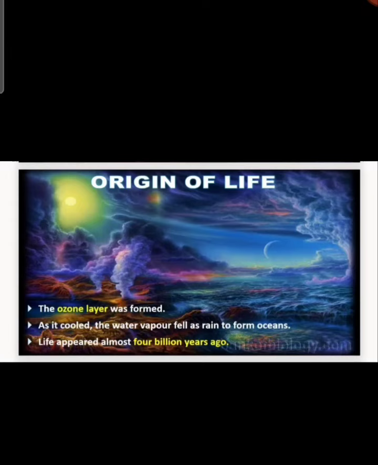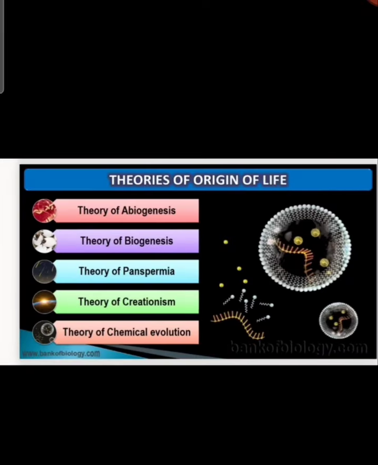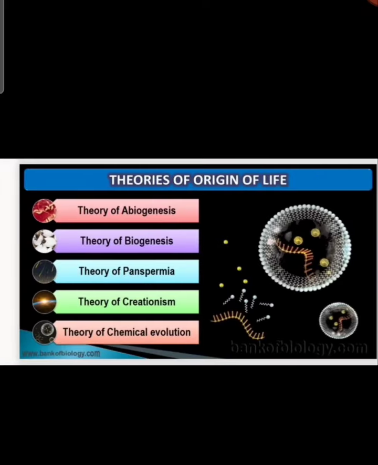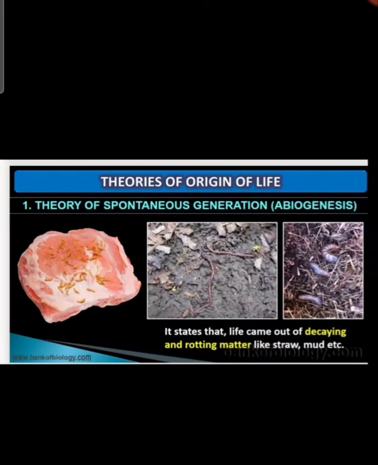Life appeared almost 4 billion years ago. So this is what the Big Bang theory states. And there are many other theories of origin of life, on how life existed: theory of abiogenesis, theory of biogenesis, theory of panspermia, theory of creationism, theory of chemical evolution.